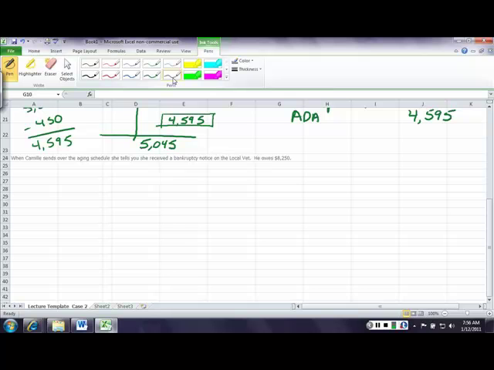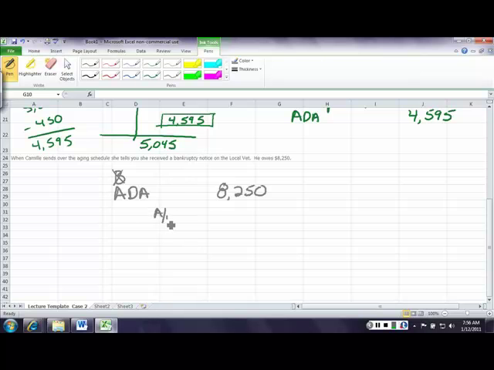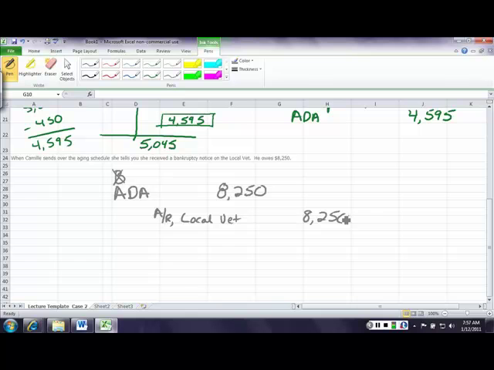So when you have a specific account that's uncollectible, you are going to debit what? Now, a lot of you wanted to do bad debt expense, but you can't because you've already recorded or estimated the expense. You now need to use up that allowance for doubtful accounts that you set aside for this purpose. You're going to debit $8,250 and you're going to credit AR Local Vet $8,250.